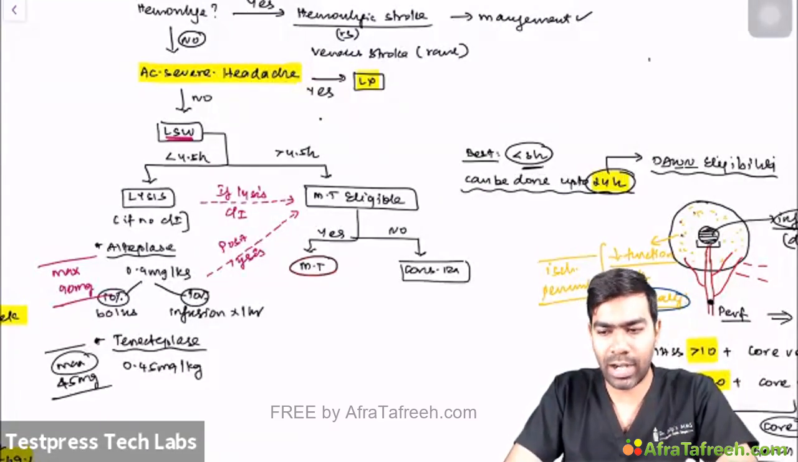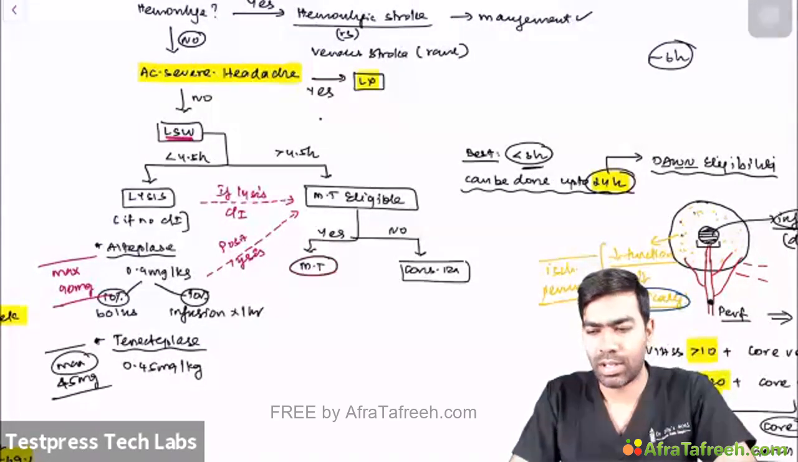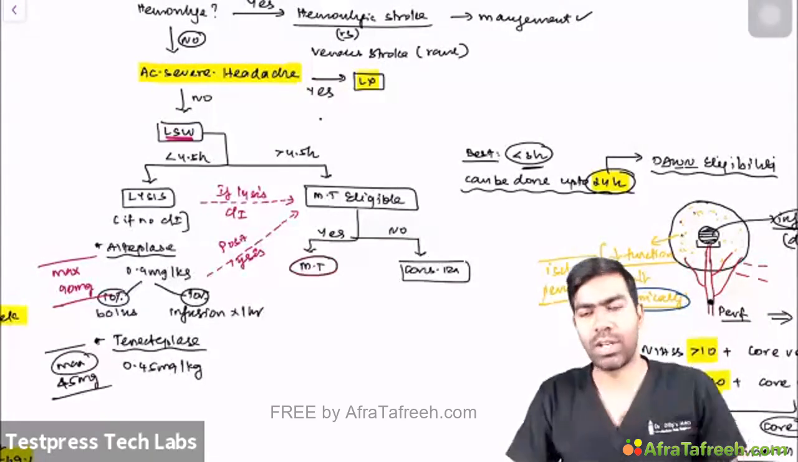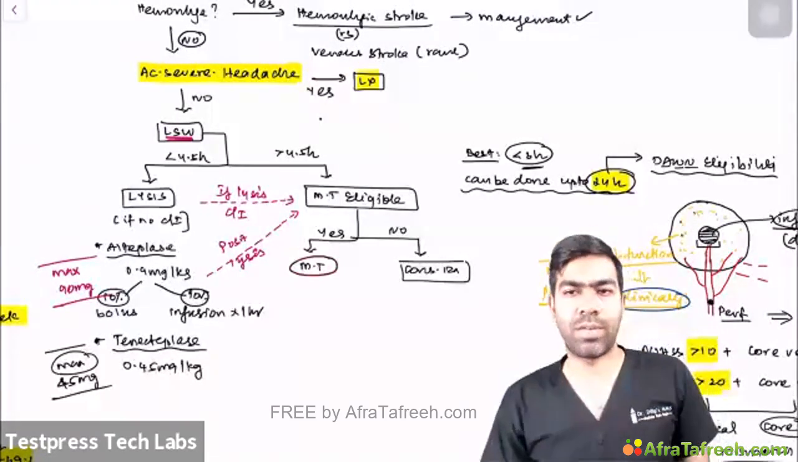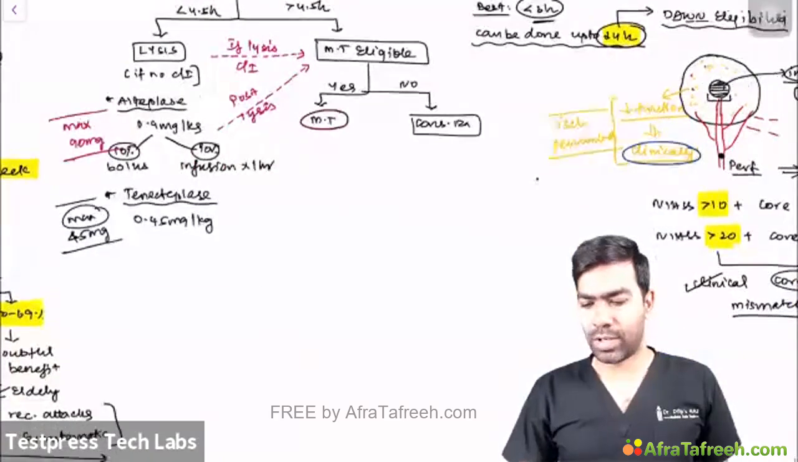Now there is a new guideline that came. You can do thrombolysis up to 6 hours, and you can do mechanical thrombectomy up to 36 hours. That's a new guideline. But nevertheless, don't answer all these things. You tell the window period for thrombolysis is 4.5 hours and mechanical thrombectomy can be done up to 24 hours, provided there is a proper selection criteria. So that's what we're going to see here.